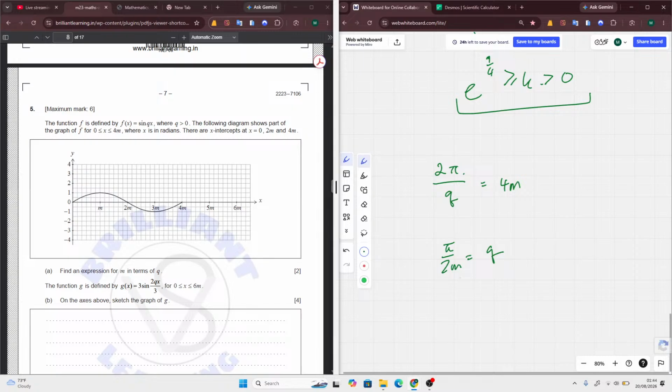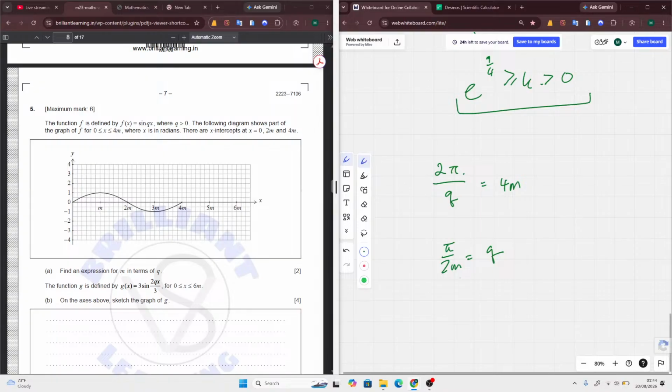Find an expression for m in terms of q. 4m. Yeah. So it's been transformed, right? Q has a value of m in it, which is why we're ending up with an x-axis that has all of these m's in it.